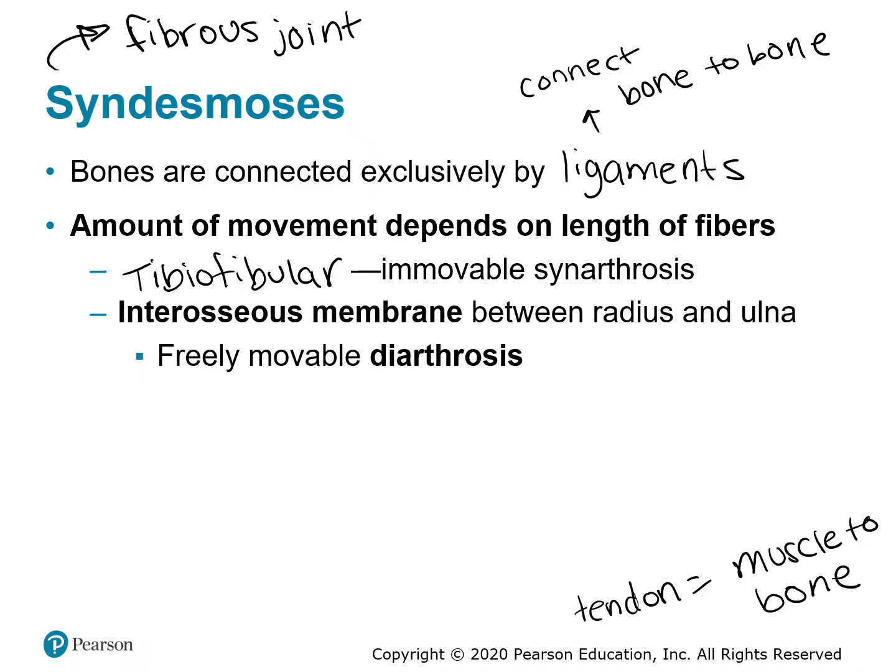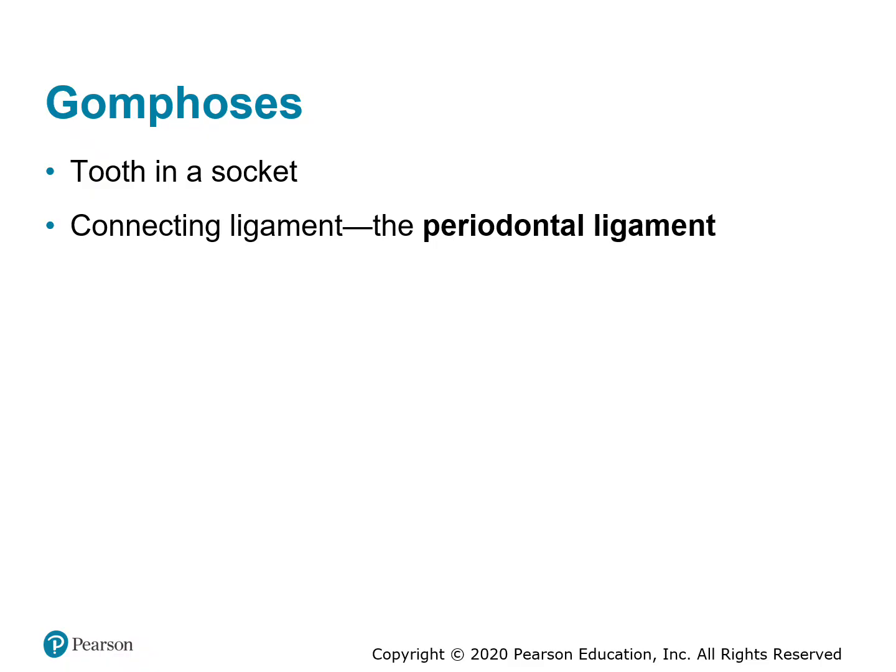They are usually going to be minimally movable. Okay? But I've always said there's always an exception. The last fibrous joint we're going to talk about is the gomphoses. And that's literally just your teeth hanging out in the sockets of your gums. They have a little ligament that connects them, the bone to the bone, the periodontal ligament.